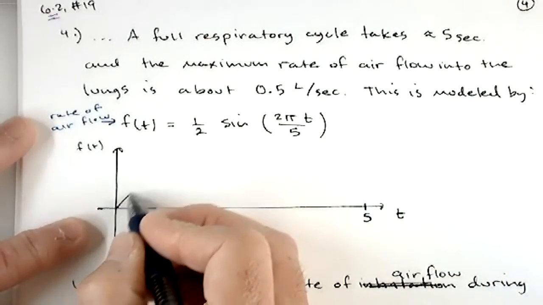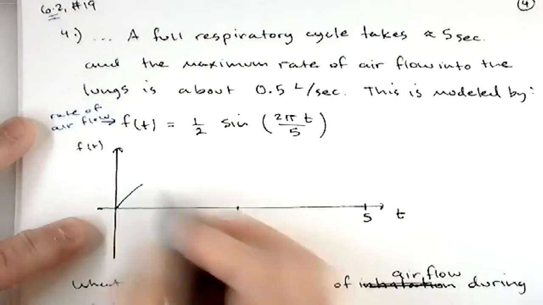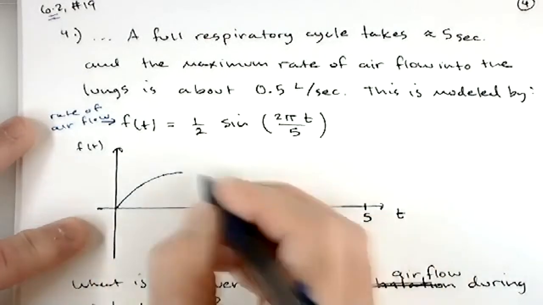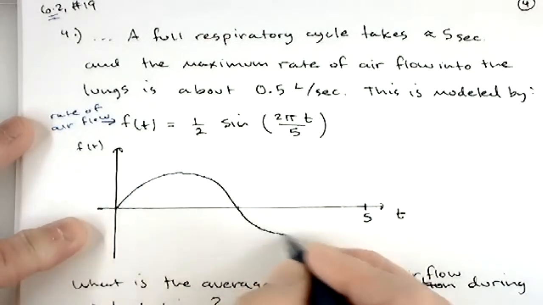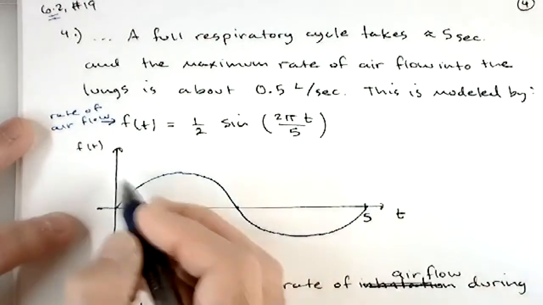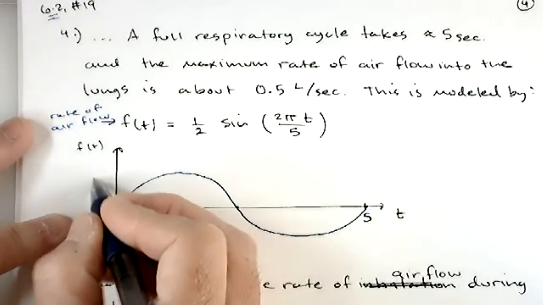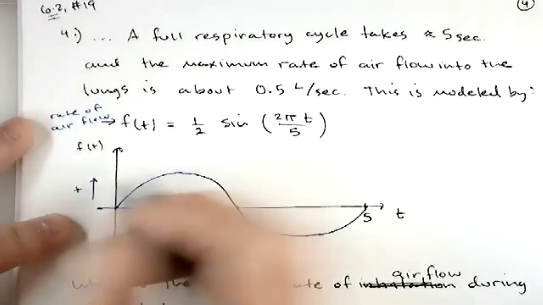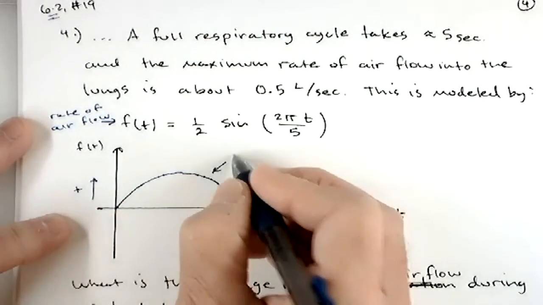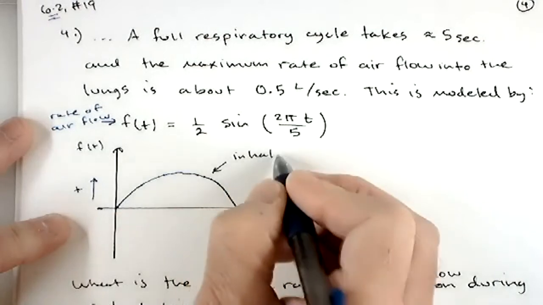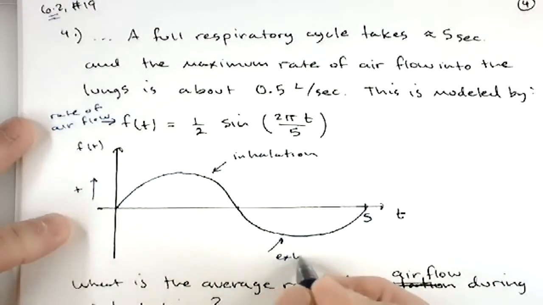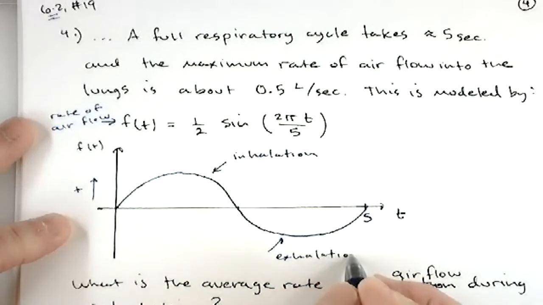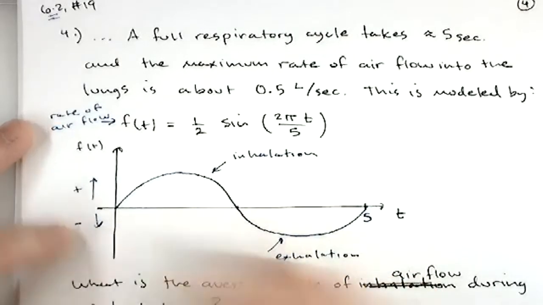A sine graph. So let me put this in the middle. That goes up. And this would represent, here, I'll finish this first. So this would be positive airflow, right? That's when you're breathing in. So this part of the graph represents your inhalation. And this part of the graph is your exhalation, where you have negative airflow, right? This is negative down here.